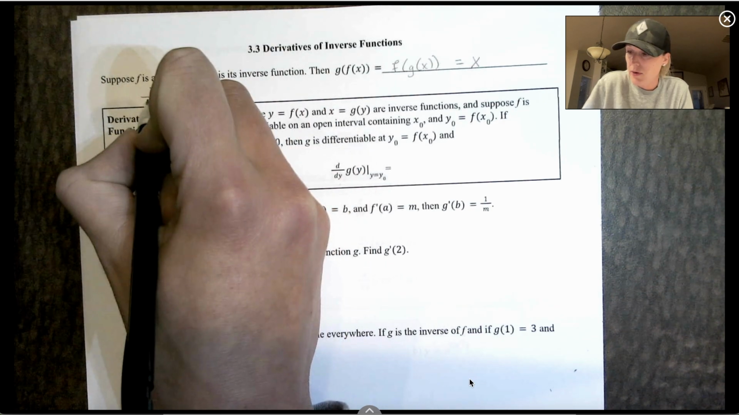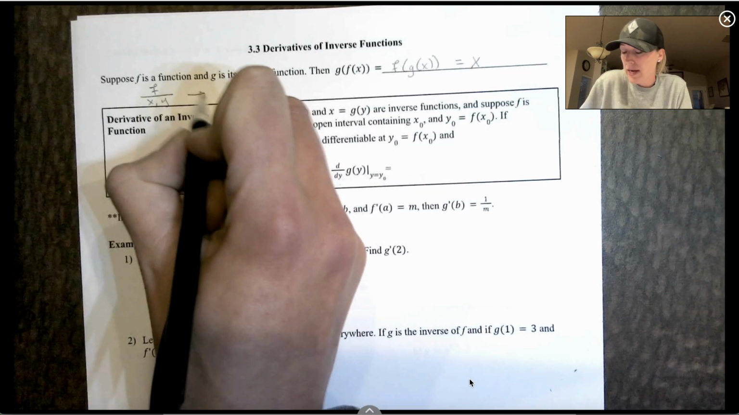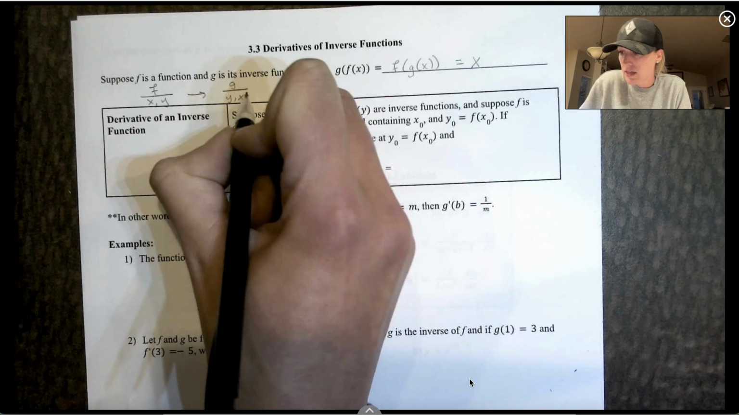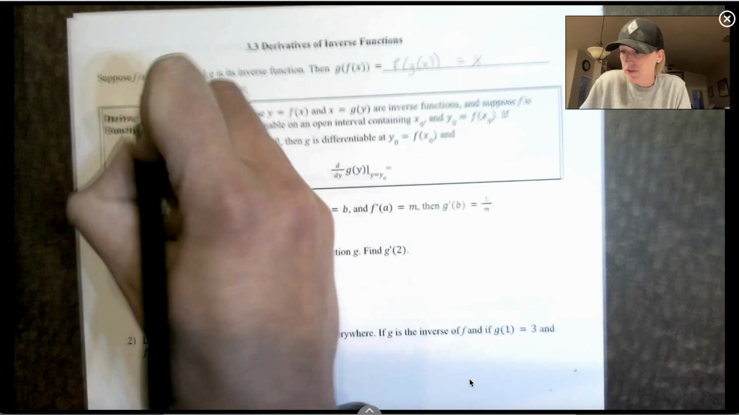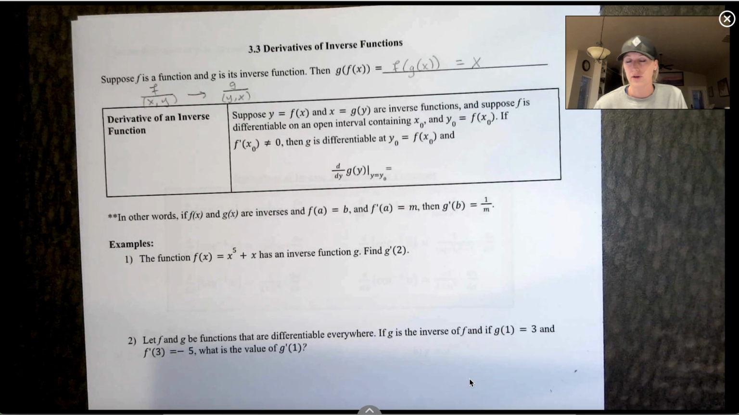Another helpful thing to remember about inverses is that if I have a function f and a coordinate x, y, that ordered pair on g just flips around. So y becomes the x coordinate of g and x becomes the y coordinate of g. So the domain and range are flipped, input and output are flipped for inverse functions.